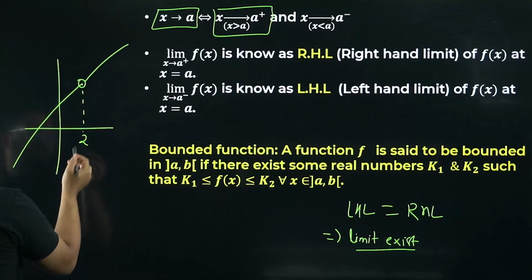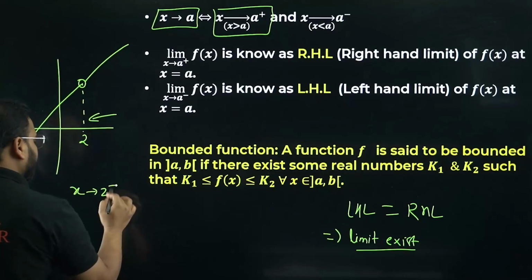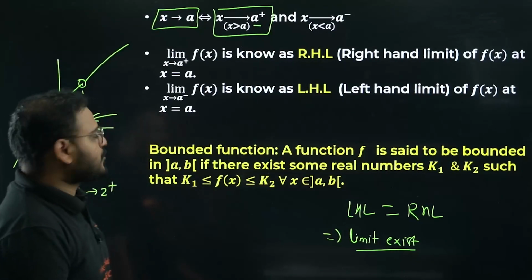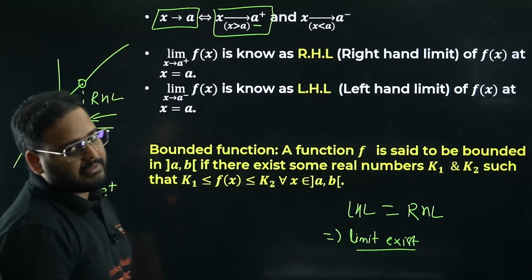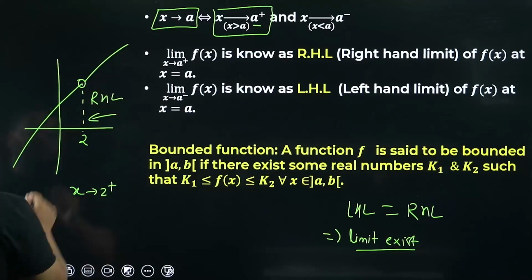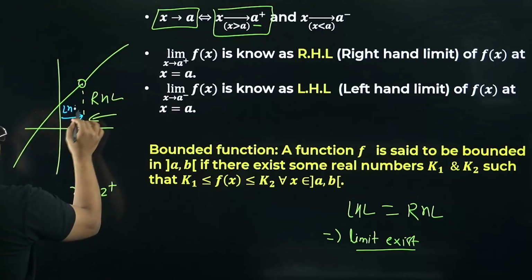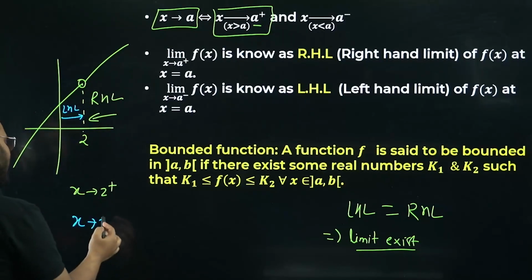So when I approach this 2 from this side, we write this as x tends to 2 positive. This is called RHL, right hand limit. But if I do the same thing from this side, it's called LHL. How do you write it? X tends to 2, but from the left hand side.